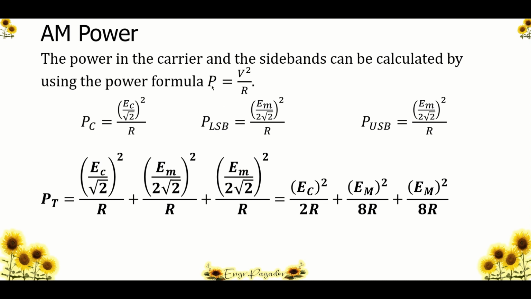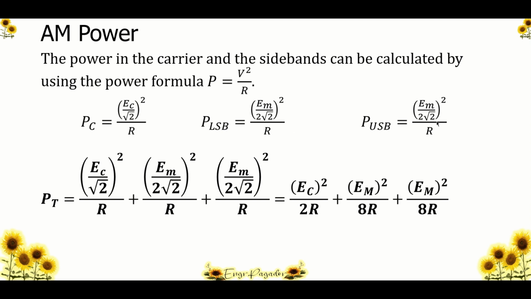In computing the power of a transmitted signal, we are going to use the RMS value of the voltage. So the formula changes here, because in order to convert peak voltage into RMS, we use the formula V peak over square root of 2. So this will be the formula for the carrier power, the lower sideband, and the upper sideband power.